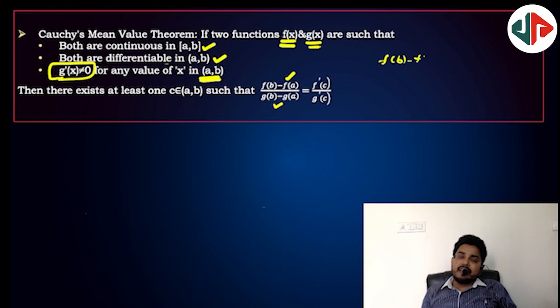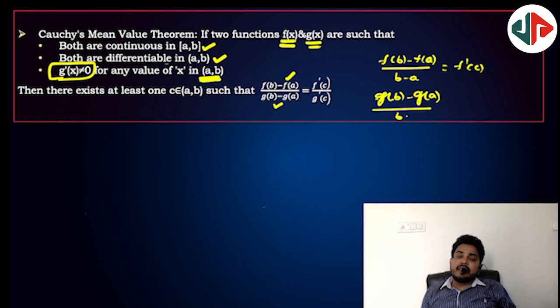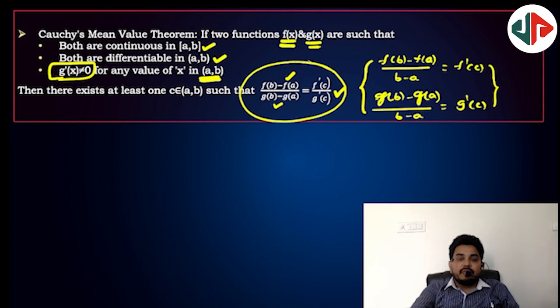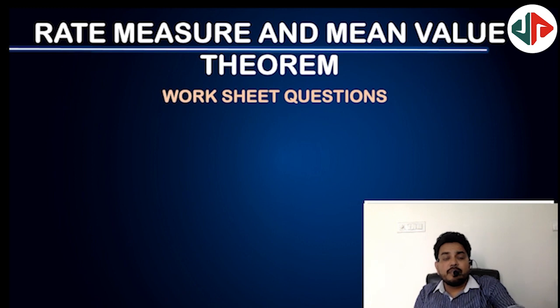F of b minus f of a by b minus a is equal to f dash of c as per the Lagrange's theorem, and g of b minus g of a by b minus a is equal to g dash of c. So by using these two, I can write this one. Okay, so this is the Cauchy's mean value theorem. Okay, so let us go for the worksheet problems of rate measure.